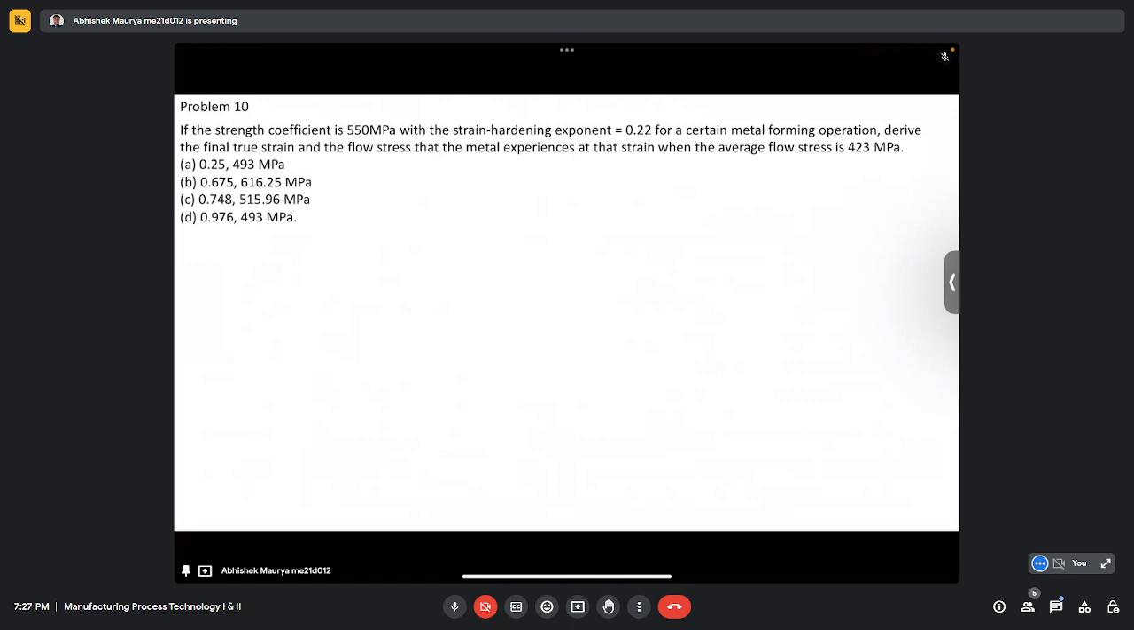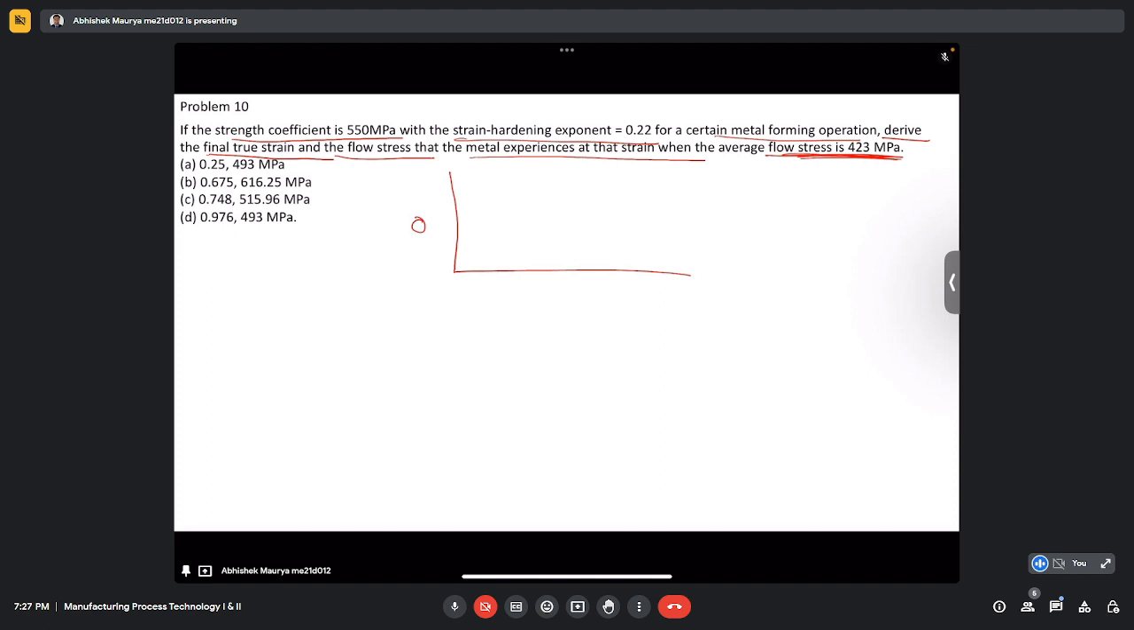Here, the strength coefficient is 550 megapascal and the strain hardening exponent is 0.22 for a certain metal forming operation. Derive the final true strain and the flow stress that the metal experiences when the average flow stress is 423 megapascals.